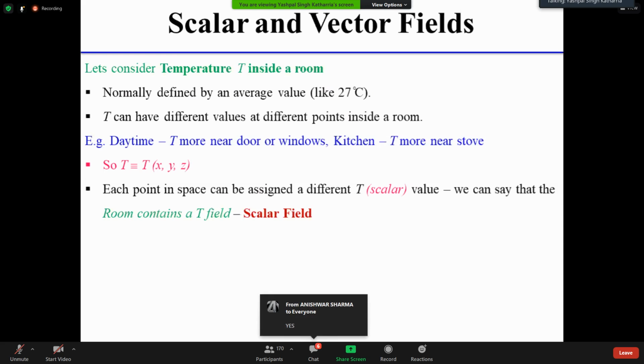Field simply means a ground. The ground will have something like grass. At every point you're putting grass, so it's a grass field. In the same way we can call the room a temperature field, or we can say that the room contains a temperature field. And as temperature is a scalar quantity, we say that the room has got a scalar field in it.